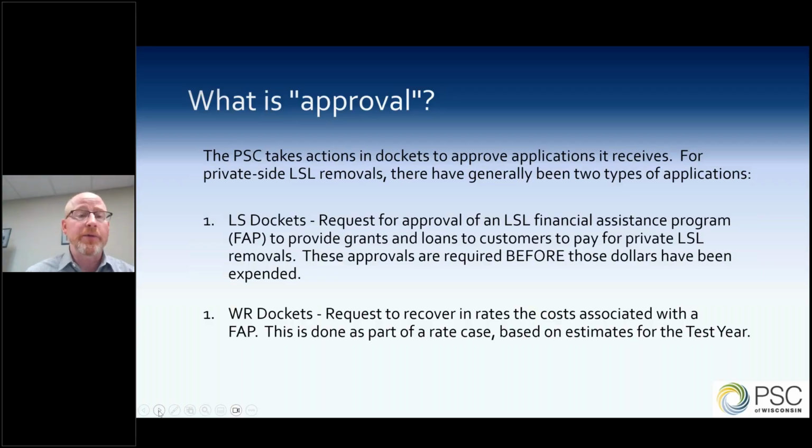And in that next rate case, that would be handled as a WR docket. That's where we would again develop a revenue requirement. We would look at all of your operating and maintenance expenses and other things for a test year, and then we would develop rates based on that.